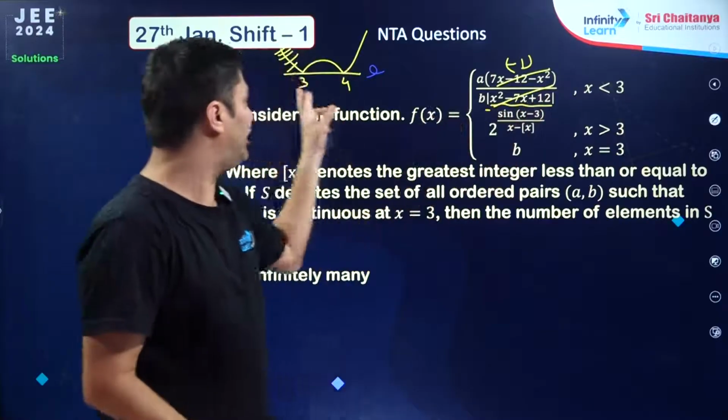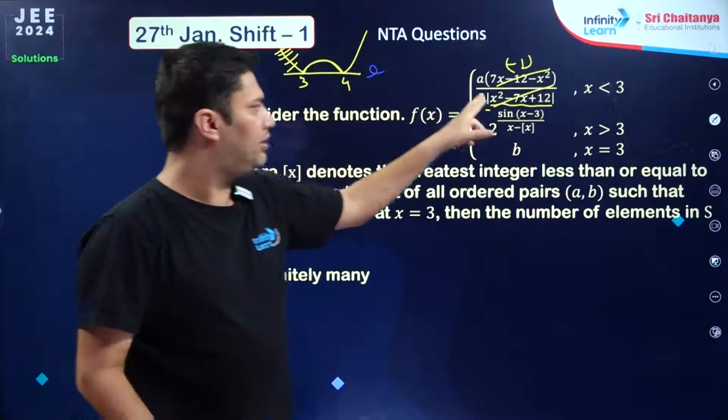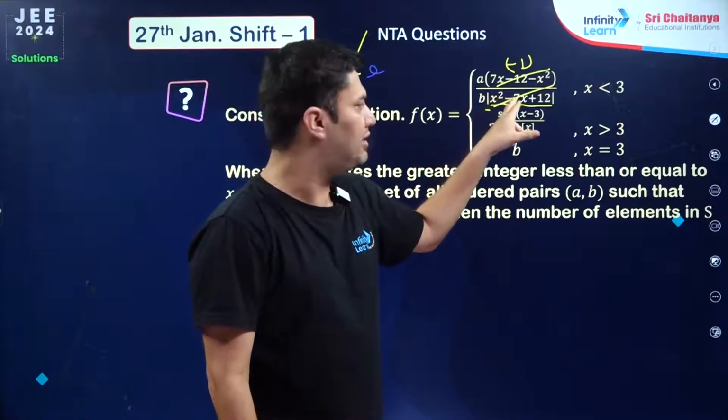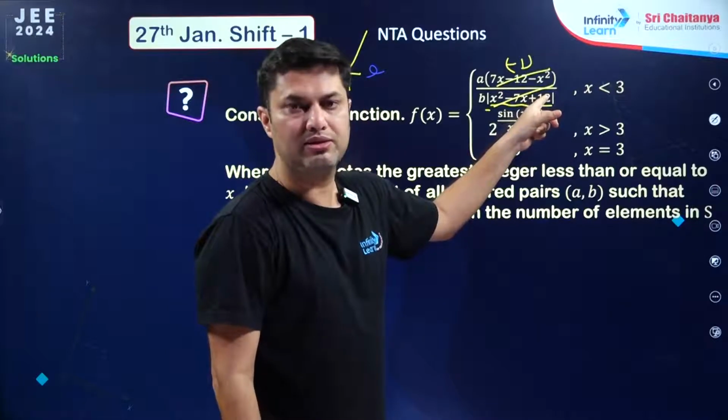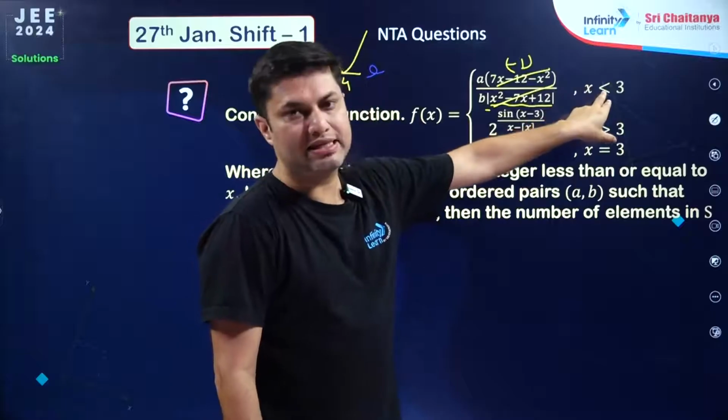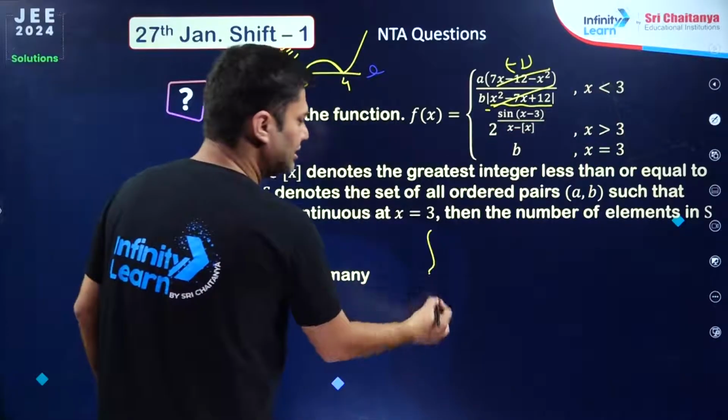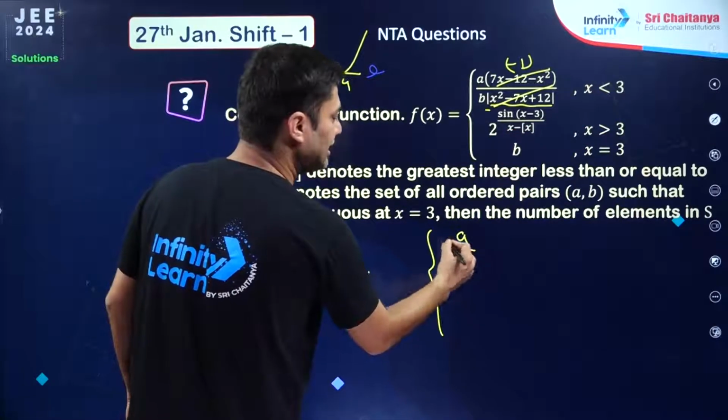If x is between 3 and 4, it's a downward parabola. It would have been minus x square plus 7x minus 12. Then they would have cancelled out. Plus 1 will be the answer. But right now it's x less than 3. So for x less than 3 it is coming out to be a by b minus a by b.